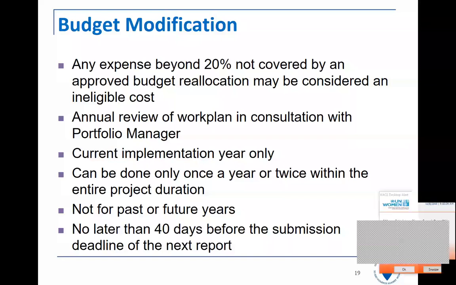Again, it's important to understand that you can't make any changes to budget lines or activity lines that have ceilings, percentage ceilings, such as personnel, indirect costs, and so forth. But if you make savings on these lines, you can reallocate them. You just cannot exceed them.